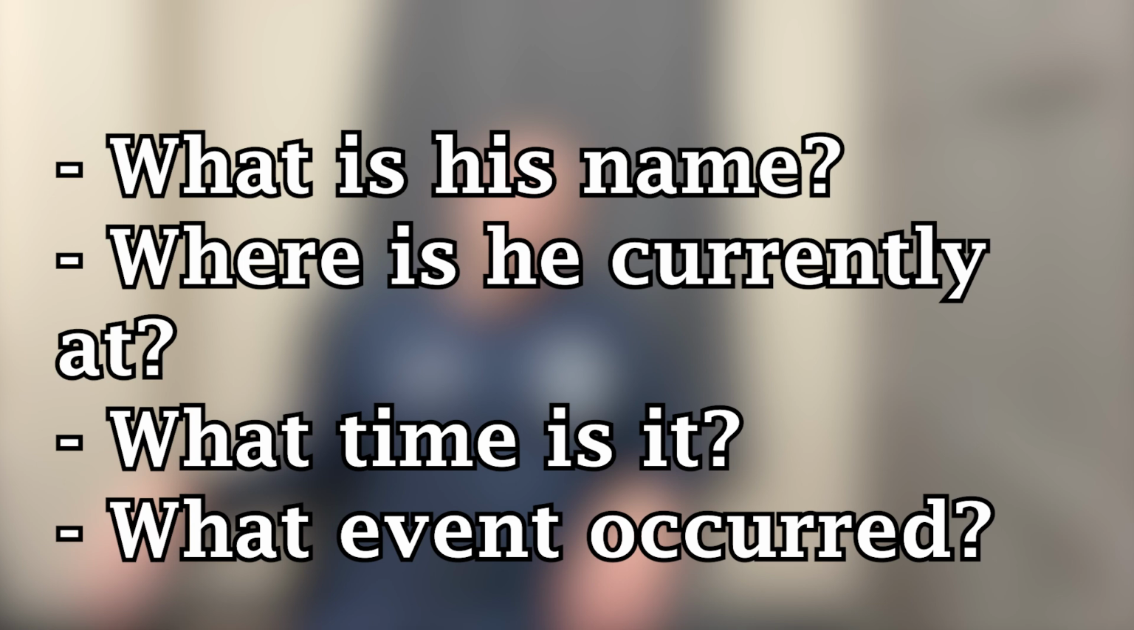To assess if the patient is A&O times 4, we can ask him, what is his name? Where is the patient currently at? What time is it currently? What happened that made someone call 911? More so, this is asking the patient his person, place, time, and event.